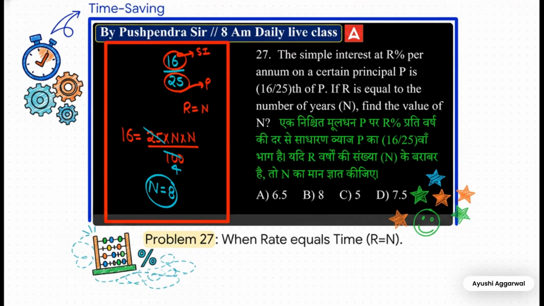Moving right along, let's look at a very special variation of this trick. Take a really close look at problem 27, the simple interest at R% per annum on a certain principal P is 16/25ths of P. If R is equal to the number of years n, find the value of n. Whenever you see this exact phrase, rate equals time or R equals n, you need to smile. Because guys, this is literally a free mark.